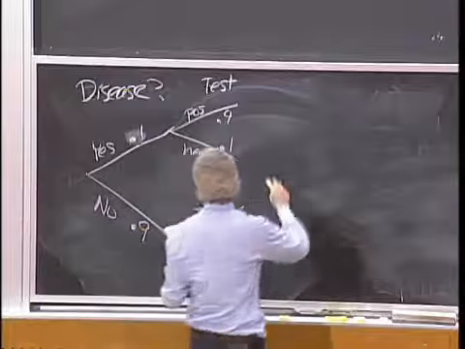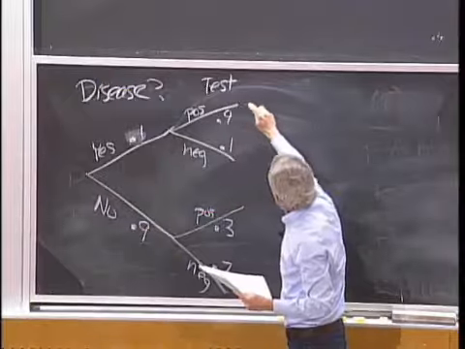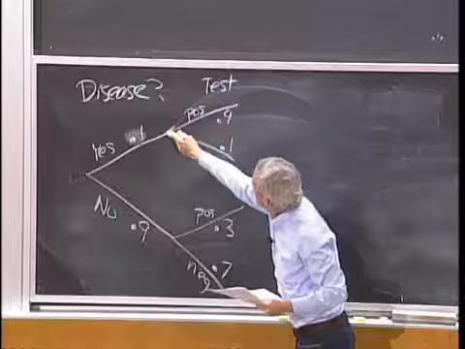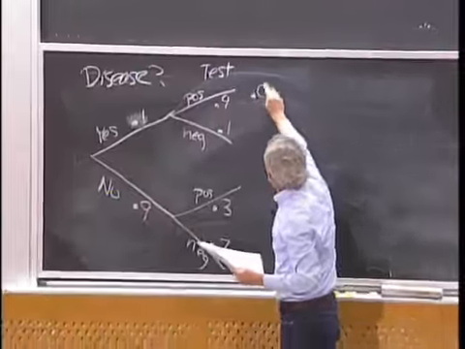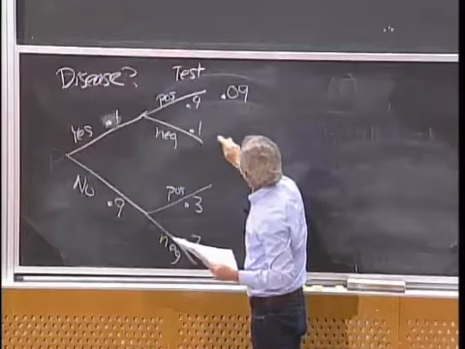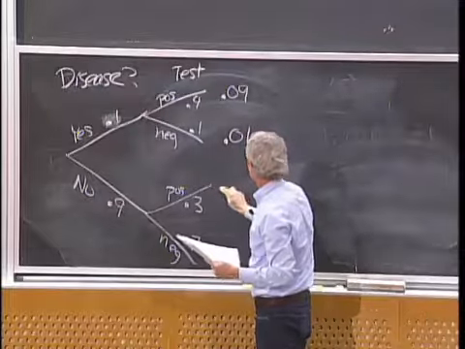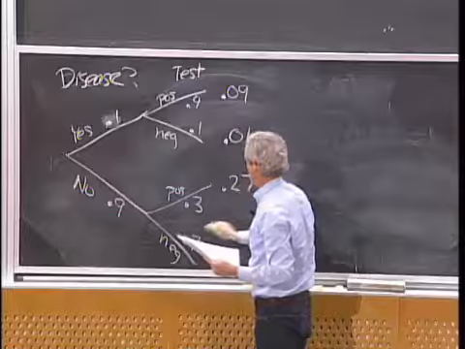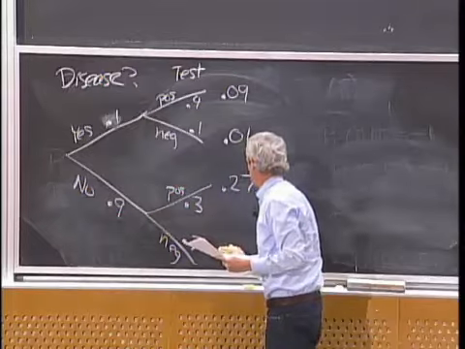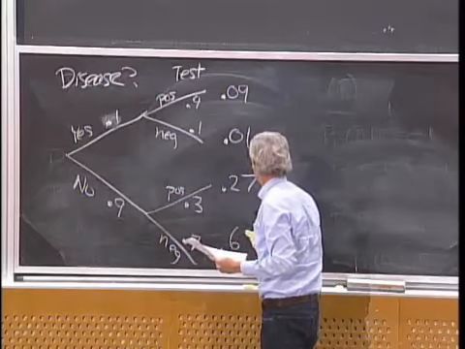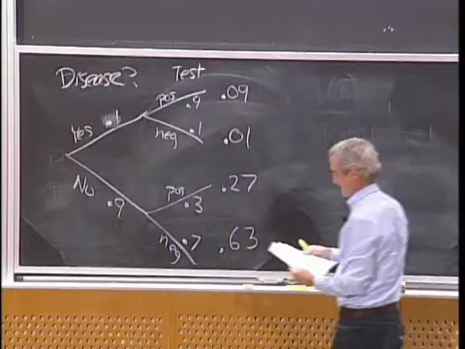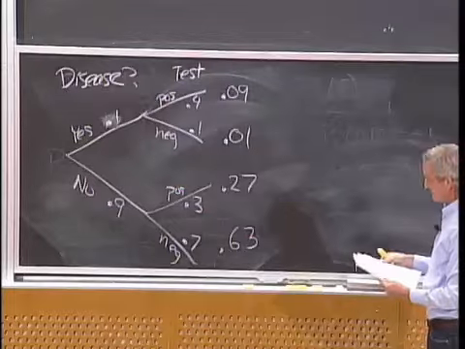Now we can compute each sample point probability. This one is 0.1 times 0.9, which is 0.09. 0.1 times 0.1 is 0.01. 0.9 and 0.3 is 0.27. 0.9 and 0.7 is 0.63. All right, so all the sample points are figured out.